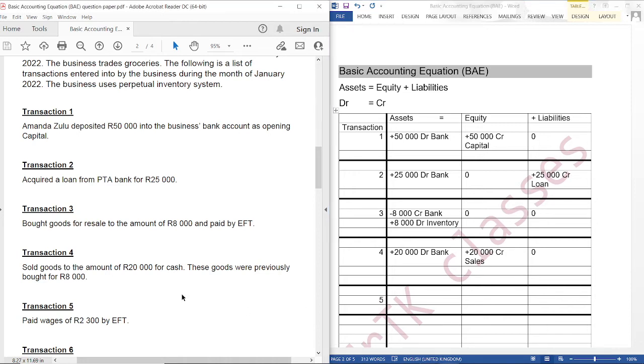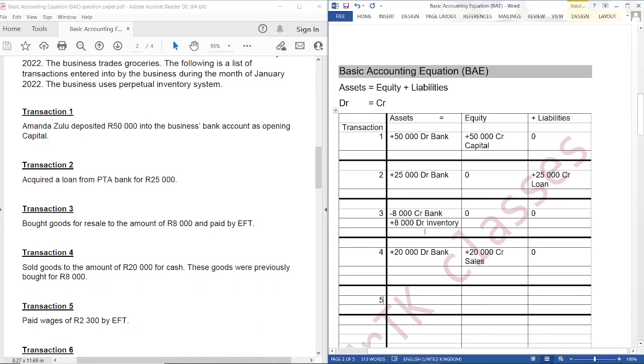Then transaction number 5. Okay, so before we move to transaction number 5, we have to finish off this one. These goods were previously bought for 8,000. So since they were previously bought for 8,000, do you see that when we sell them, we are taking our inventory out of the business? Because inventory that has been sold will not remain in the business. It will go to the customers. So we are taking our inventory out of the business.